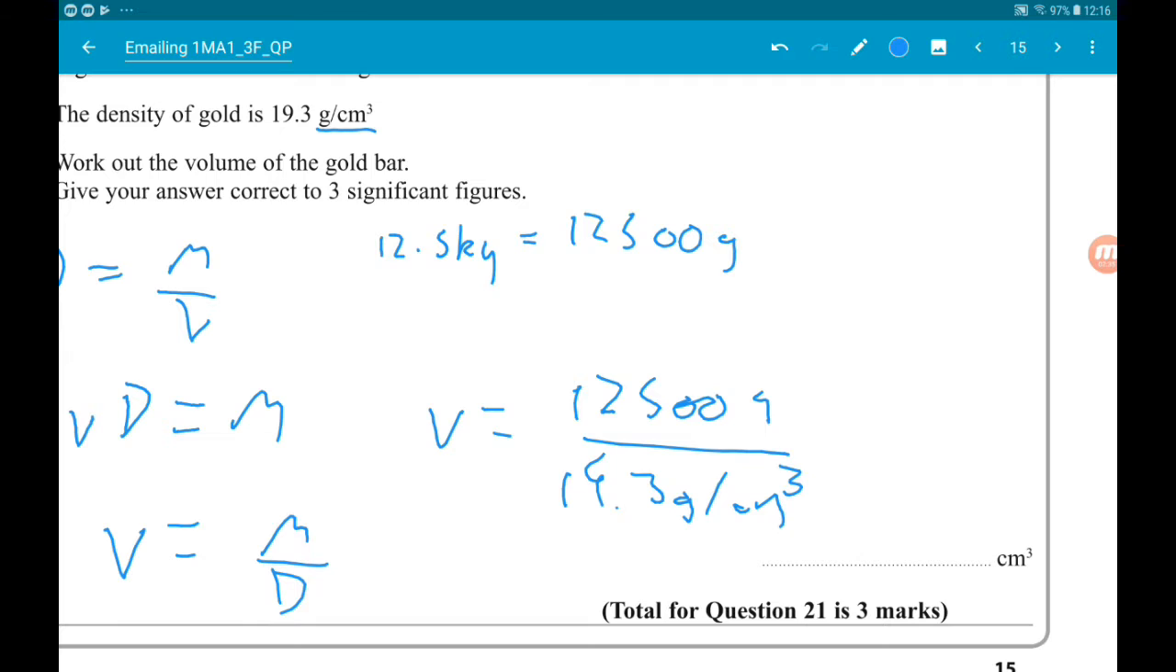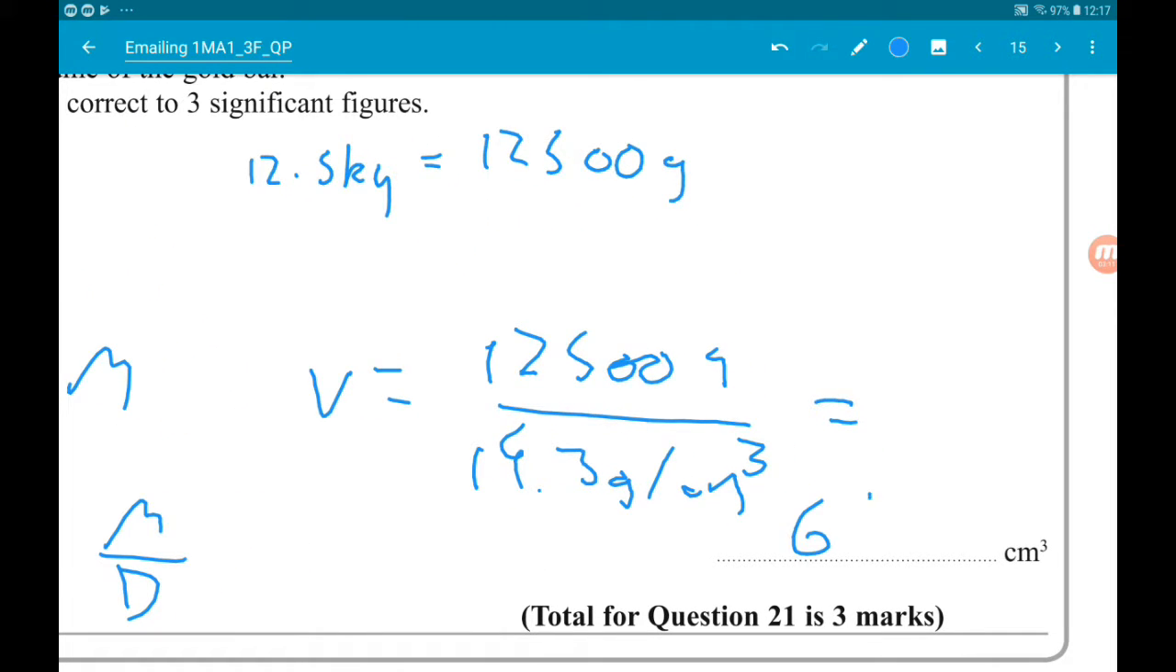Now stick that into your calculator and we get 647.6 blah blah blah blah blah. The third significant figure is the 7, which has a 6 after it, so that rounds up to 648 centimetres cubed.